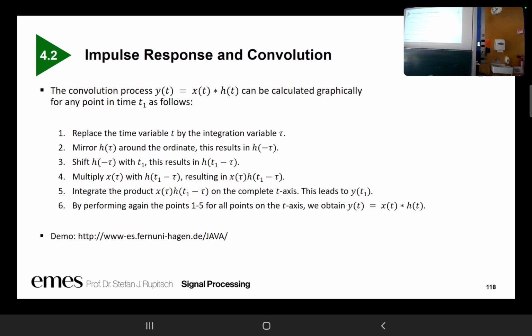Fine. Further questions, remarks, hints?